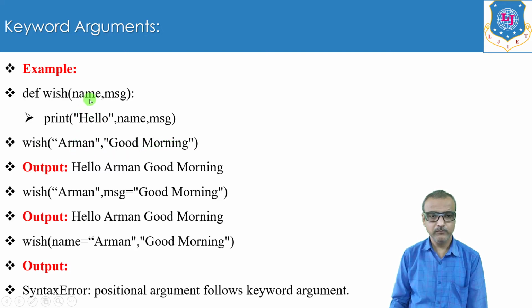Here we are calling the function wish Arman good morning. So Arman will be assigned to name and good morning will be assigned to message. So what will be the output in this case? That is hello Arman, good morning.